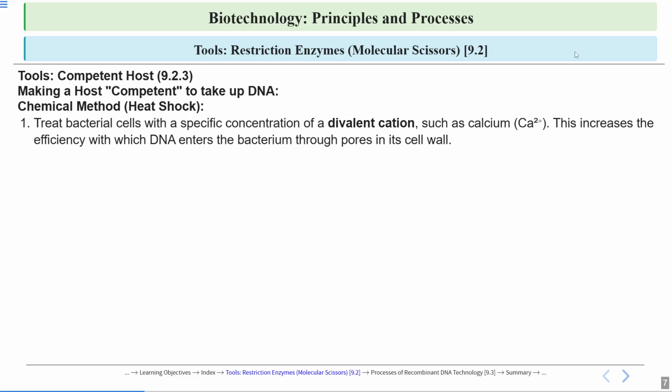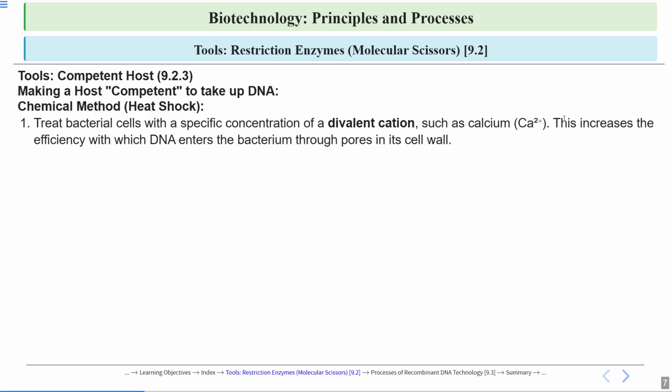But you guys need to understand that this calcium chloride neutralizes the cell wall as well as the DNA, and thus allows the entry by reducing the electrostatic repulsion between them. Because if there is negative charge there and also there, then we know that the negative charges are going to repel each other. So it neutralizes both of them and allows the entry inside, and thus it increases the efficiency with which DNA enters the bacterium through pores in its cell wall.